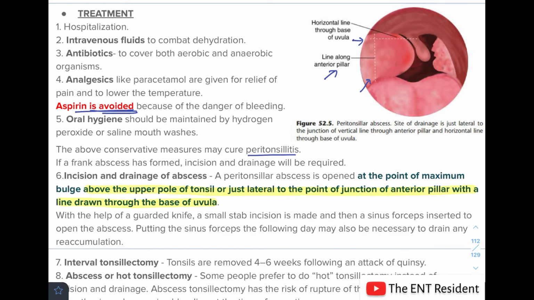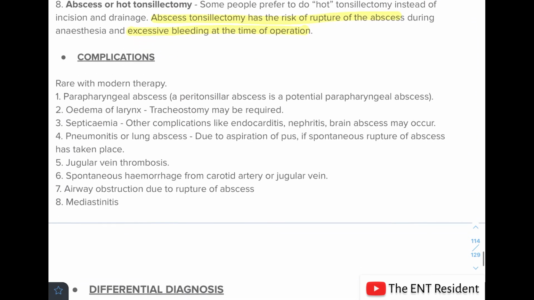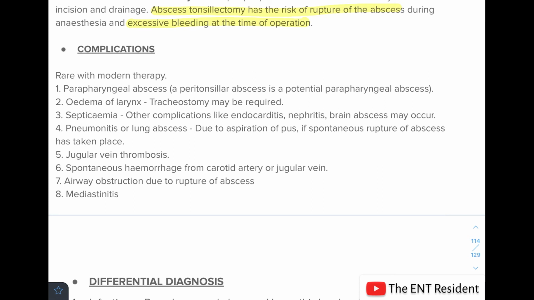drain it. Also, in these cases, some people prefer to do interval tonsillectomy where the tonsils are removed 4 to 6 weeks following an attack of quinsy. And another group of people also prefer to do an abscess or hot tonsillectomy. What does that mean? That means instead of incision and drainage, instead of waiting for 4 to 6 weeks following an attack, you do a tonsillectomy right at that time. However, this will have a risk of rupture of the abscess during anesthesia and excessive bleeding at the time of operation.